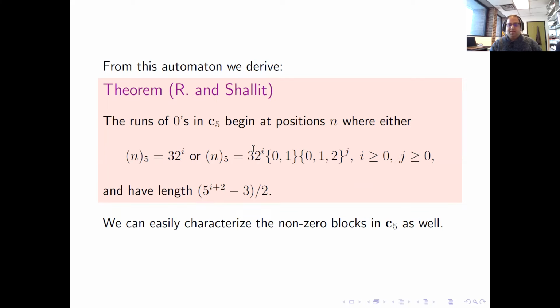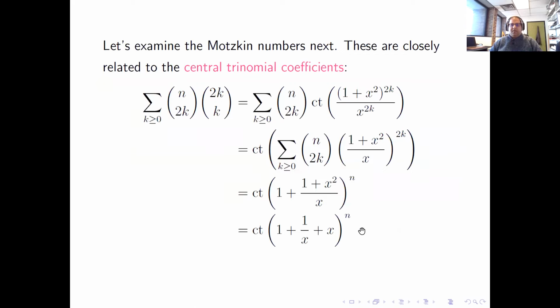So again, we have these very long, exponentially long runs of zeros where the Catalan numbers are divisible by 5. And then there are some sporadic non-zero residues scattered here and there, which we can also characterize. Okay, so those were the Catalan numbers modulo 2, 3, and 5.